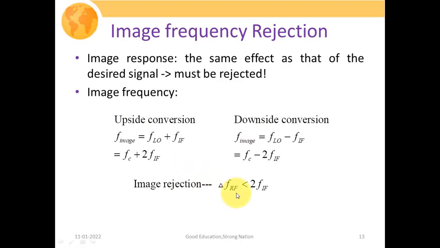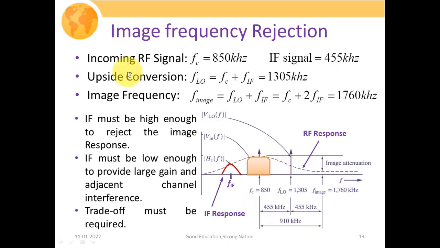In both cases, if we want to perform image rejection, we have to make sure the bandwidth of the message signal is less than twice the intermediate frequency. If the message signal bandwidth is greater than twice IF, interference will happen, and if we want to avoid it, that condition must be satisfied.